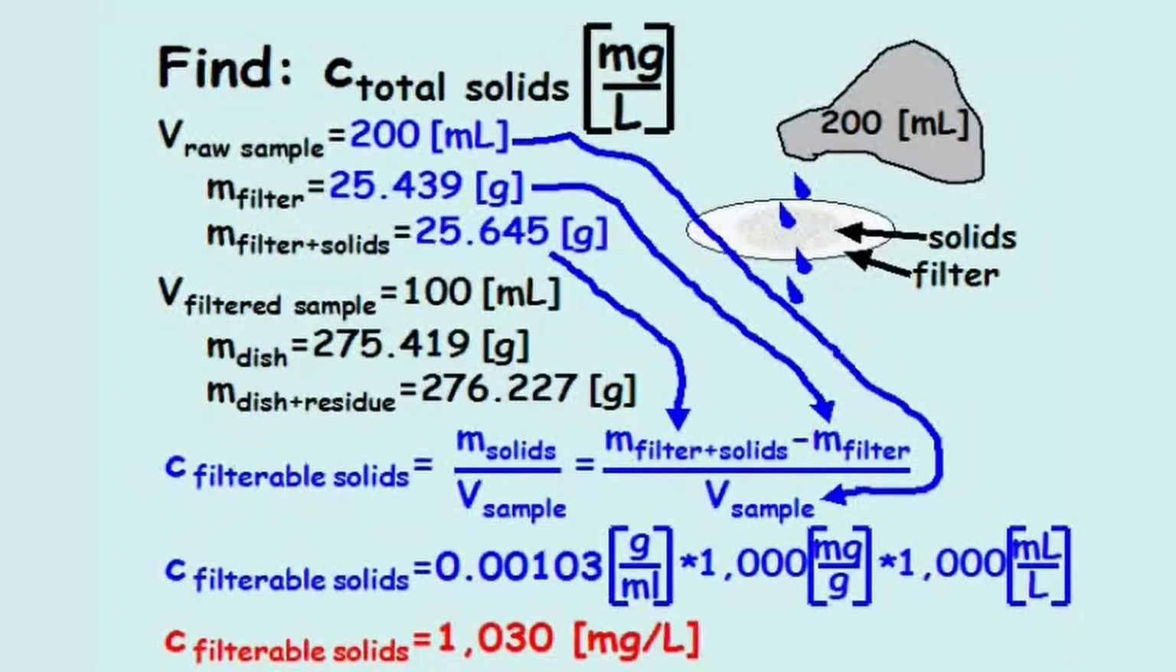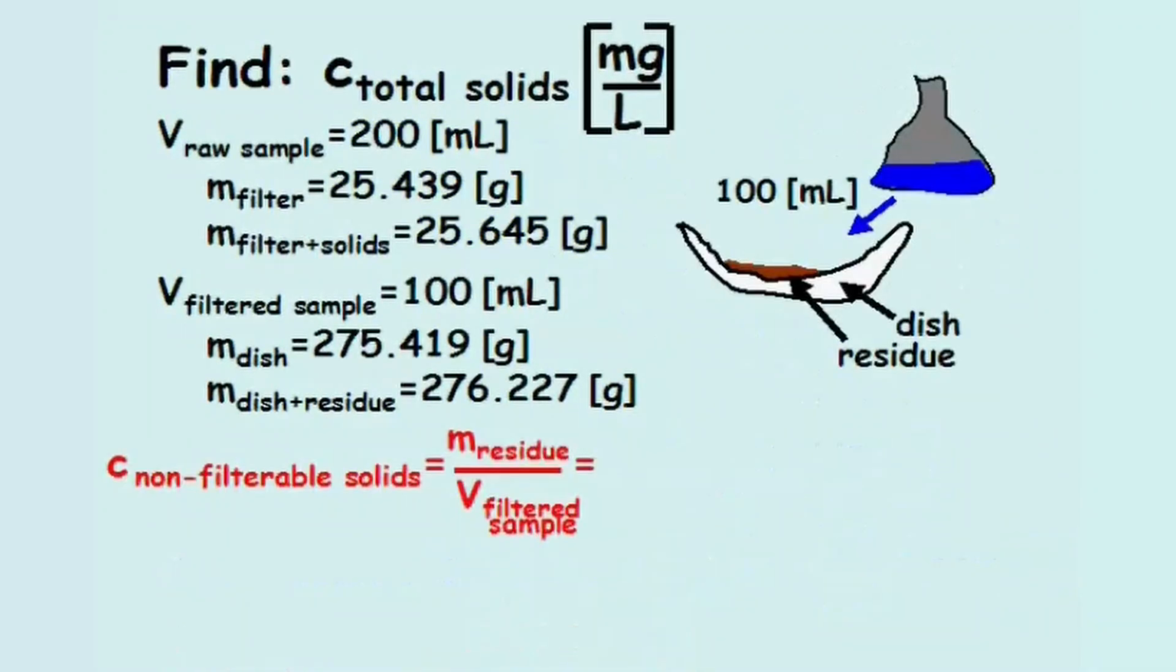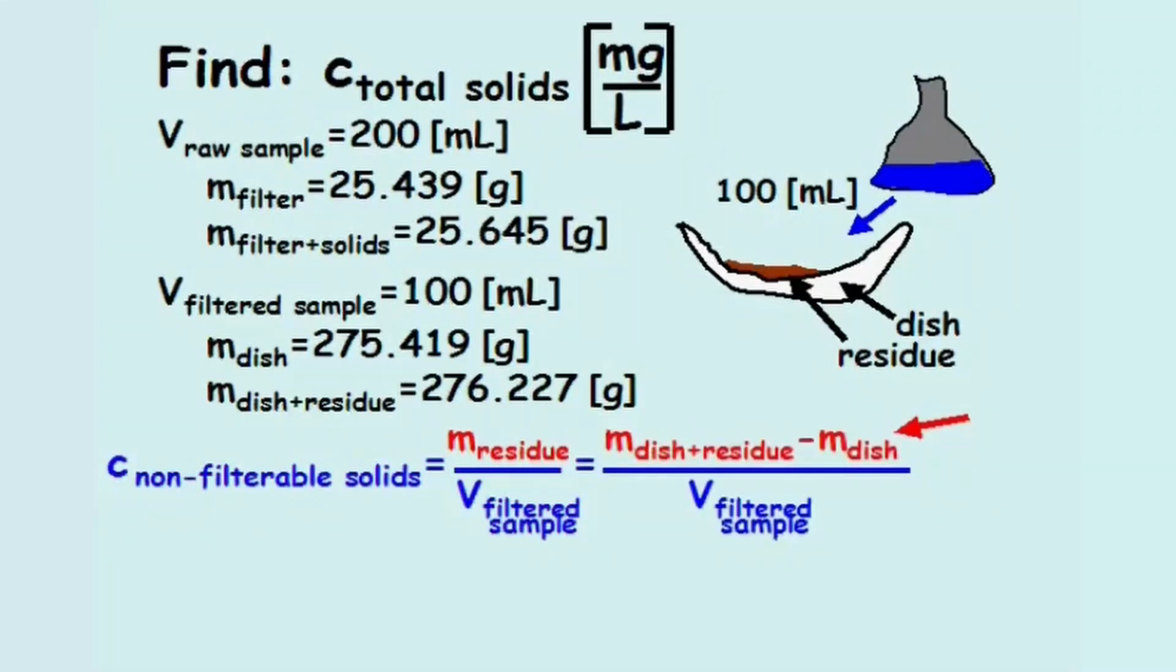The concentration of non-filterable solids is calculated the same way, by dividing the mass of the solid residue, which passes through the filter, by the volume of the sample tested. As before, the mass of the dried residue is equivalent to the mass of the dish plus the dried residue minus the mass of the dish.